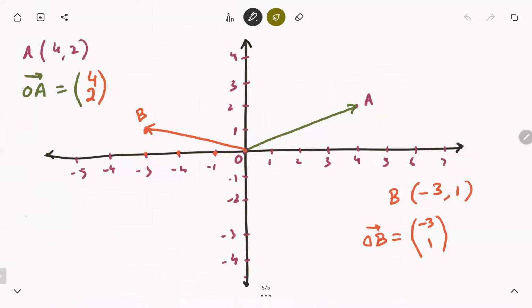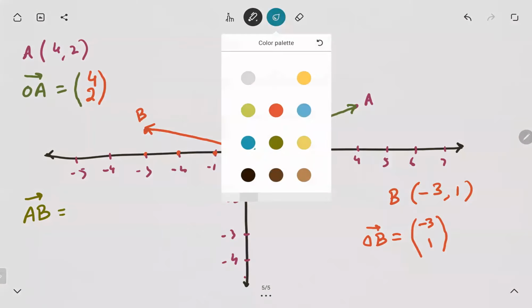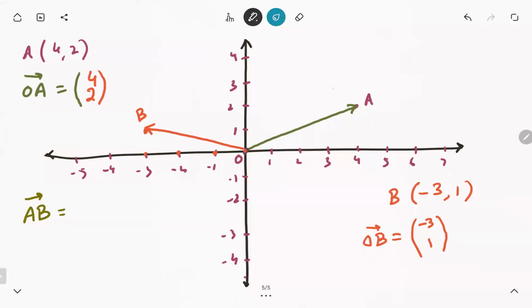If I ask you to find the vector AB, can you find the vector AB? So if you want to find the vector AB, तो आपको पहले A से B line join करनी पड़ेगी. So AB से अगर जाना है तो we need to draw a vector from A to B. This is a vector AB.